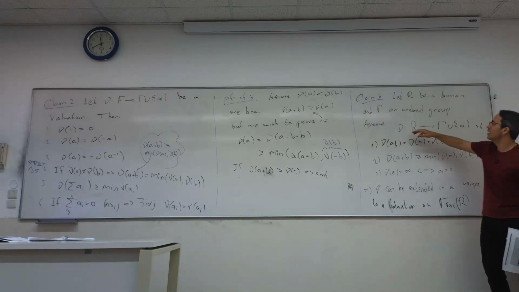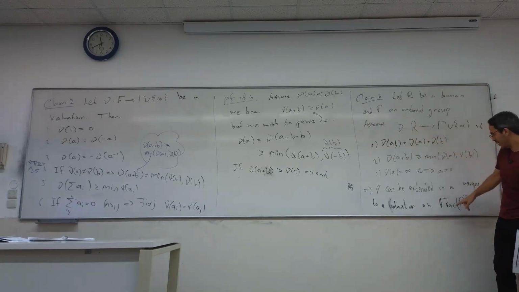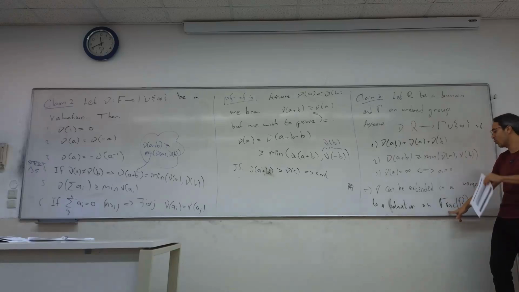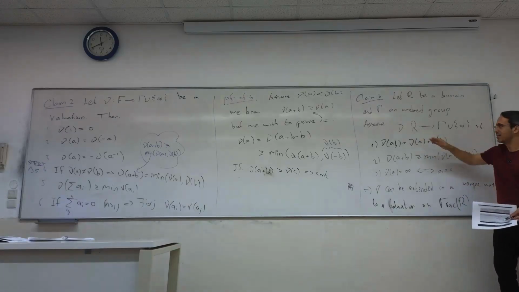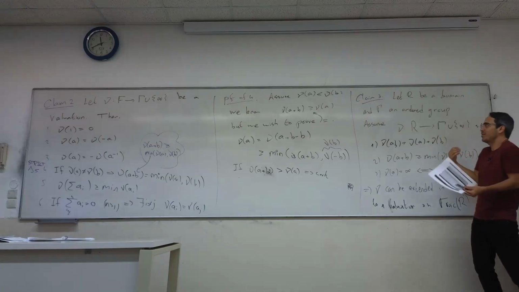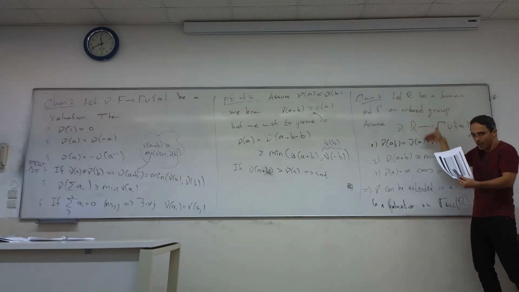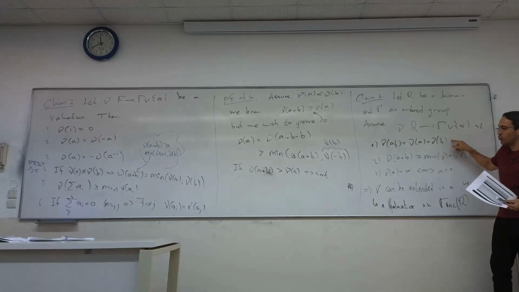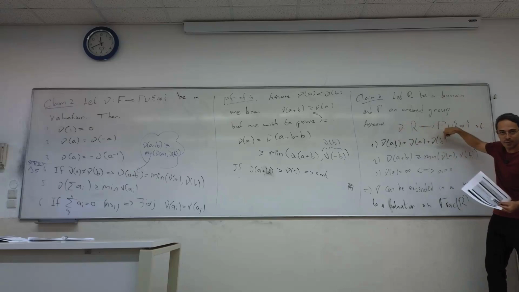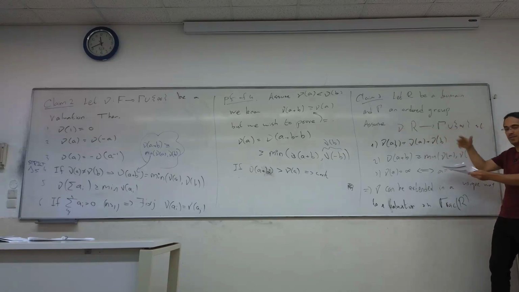At least there is a unique way, and you should check it's actually evaluation. So if I give you an element in the fraction field, it looks like A over B, for some A and B in R. Now I need to define V of A over B. But I don't have a choice because of this. I have to set it to be V of A minus V of B, because of the inverse things that we talked about. So that's the uniqueness, right?